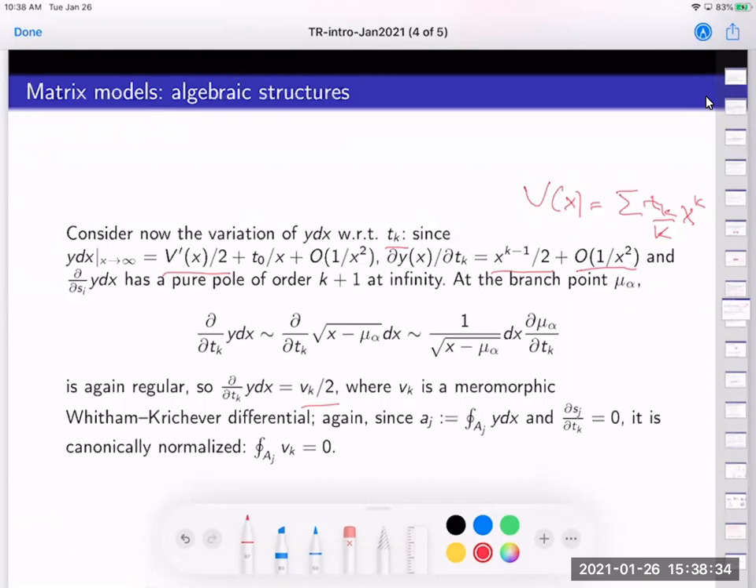So again, since these are filling fractions, I just came from a previous life, I redefine them as S_j given by these integrals. If I consider these variables independent, then we have a canonical normalization of the corresponding differentials. So we have the whole system of algebraic structures.